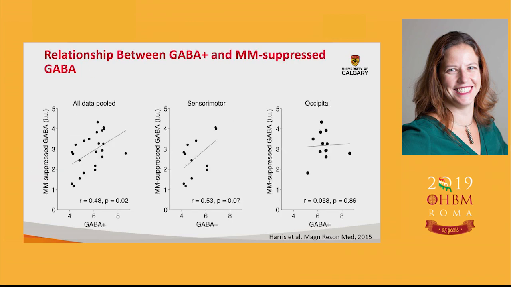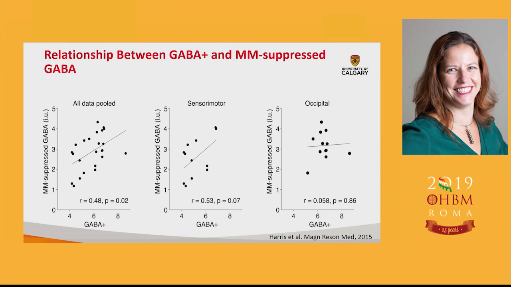So when we look at the relationship between these two things, if we pool all of our data together, we did see a significant correlation between the suppressed GABA measure and the GABA plus. But I just want to highlight some of the limitations of this. It appears to be a regionally specific effect. We see a significant correlation in the sensory motor cortex, but we don't see a significant correlation in the occipital cortex. And what that means is on an inter-individual level, there's varying levels of that coupled signal.